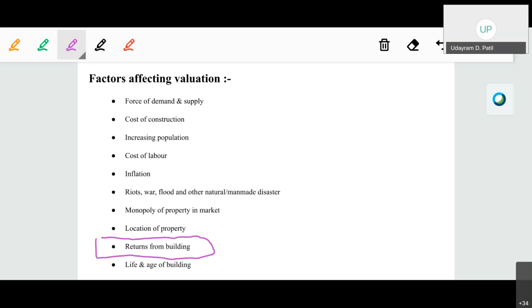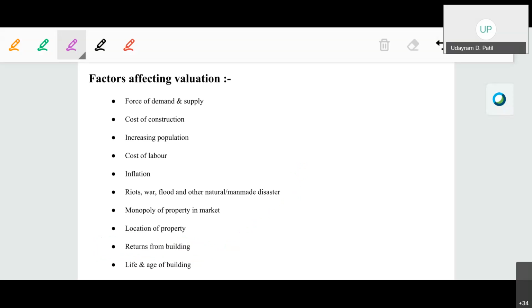Therefore, if the particular property is giving me a good return, in that case I will not sell that property, and the value of that particular property will ultimately increase as I'm getting good returns from it.